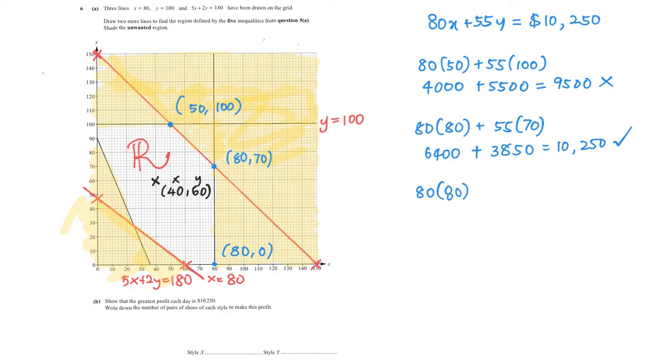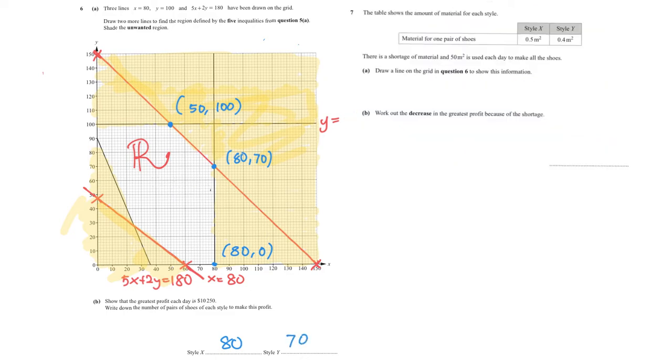Okay, let me just show all of this. 80 times 80, sorry, and 55 times 0. So 55 times 0 is 0, and this will be 6,400 only. So this pair is the pair that makes 10,250. So the x value is 80, the y value is 70. So the answer is x is 80 and y is 70.